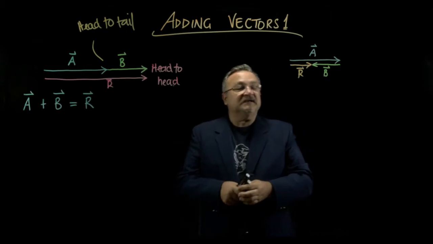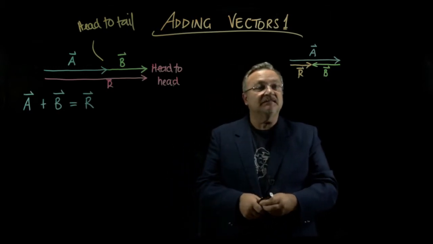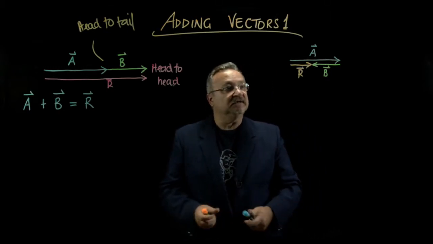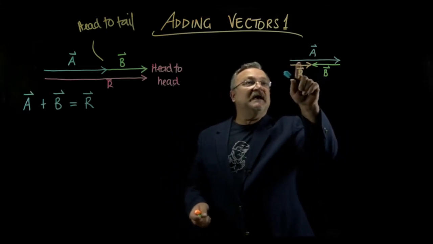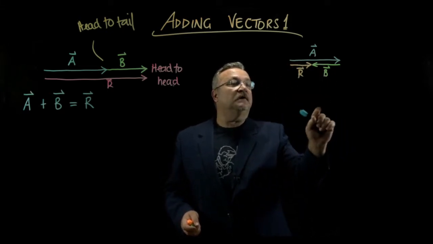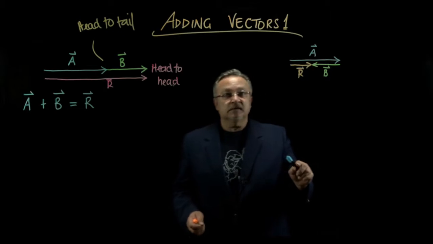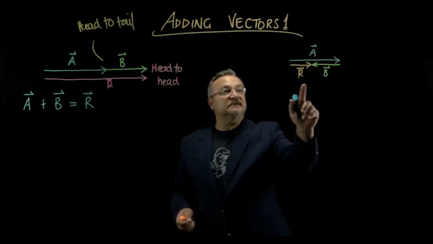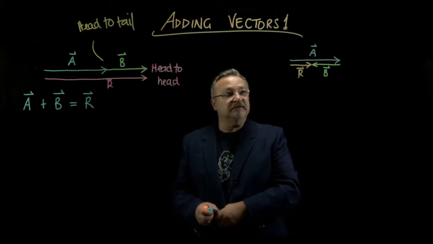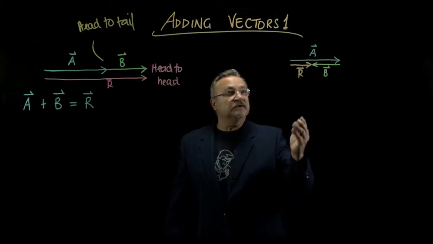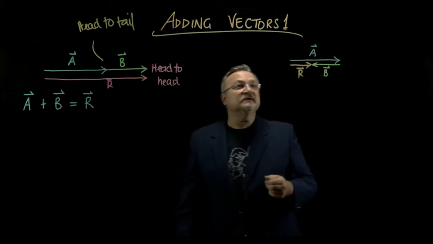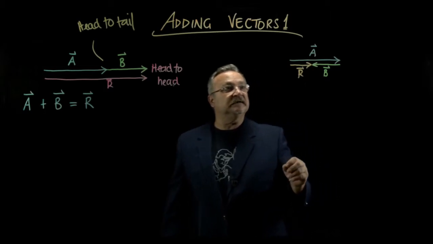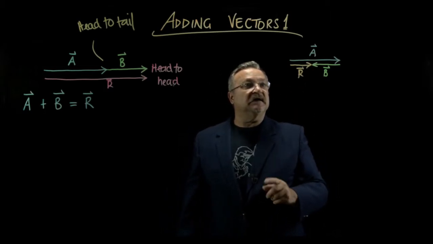We're applying exactly the same rules, but this time, obviously, we've got A directed to the right and B directed to the left. So vector A has a particular magnitude and direction, vector B has a particular magnitude and direction, and we're adding them according to our rules, and as a consequence, the resultant R is to the right.